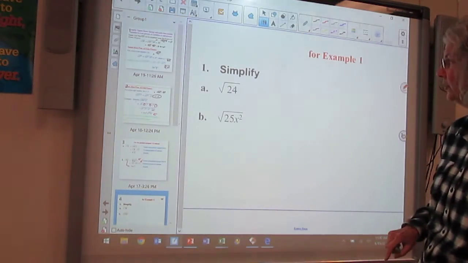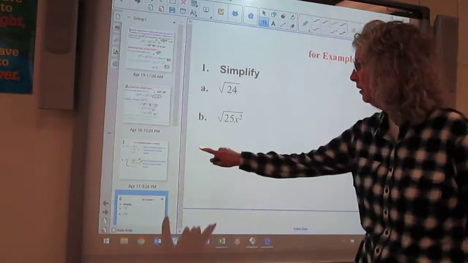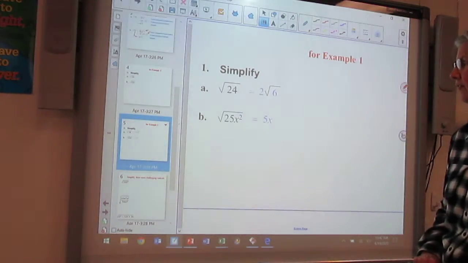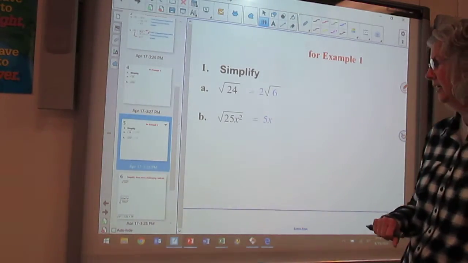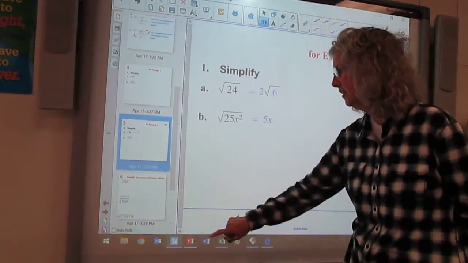I'd like you to freeze the screen and work on those two, and I'm going to pop the answers up. And there are the answers. The square root of 24 equals 2 times the square root of 6. We worked on that in the last section. The square root of 25x squared is 5x.